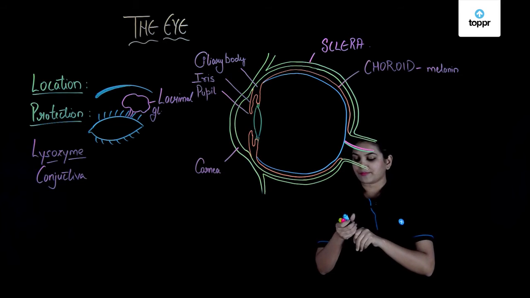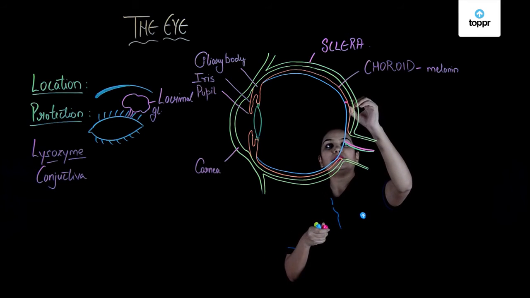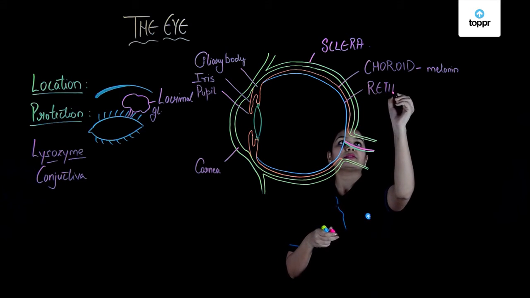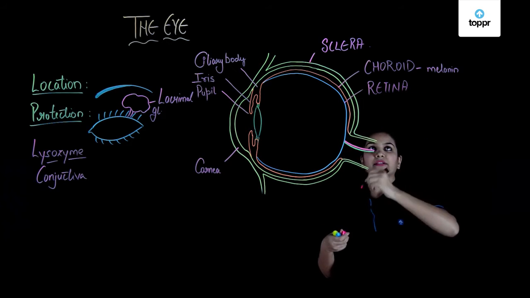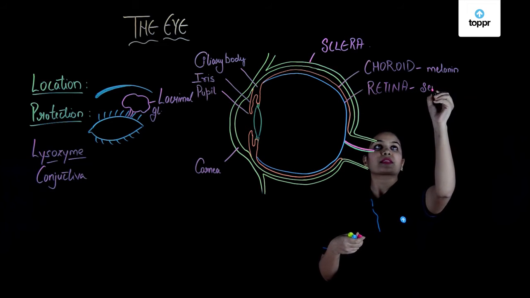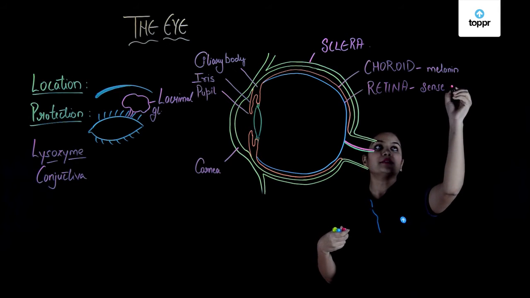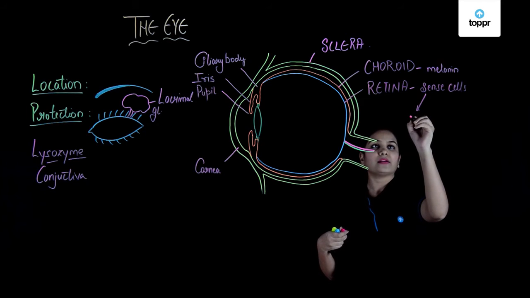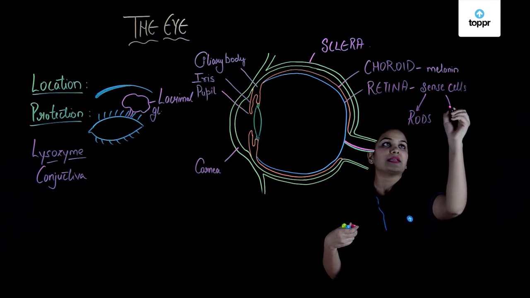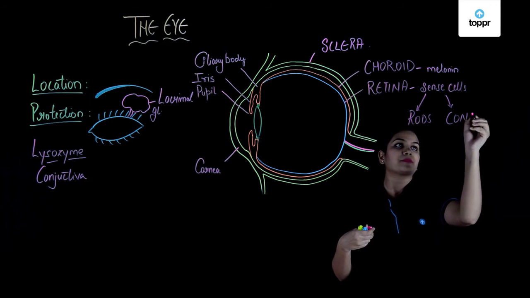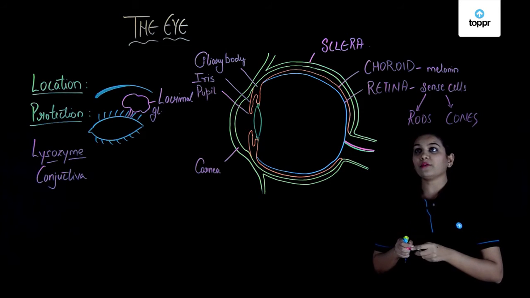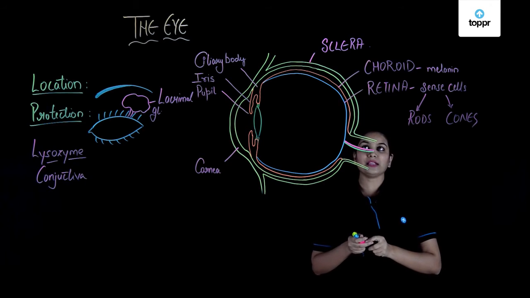Coming to the third layer, the innermost layer in here is the retina. Now what happens at the retina? The retina contains the sensory cells, and these cells are of two types. Firstly the rods, and the second are the cones. So these are the two types of sensitive cells which are present in the inner surface of the eye, which is the retina, the innermost layer.